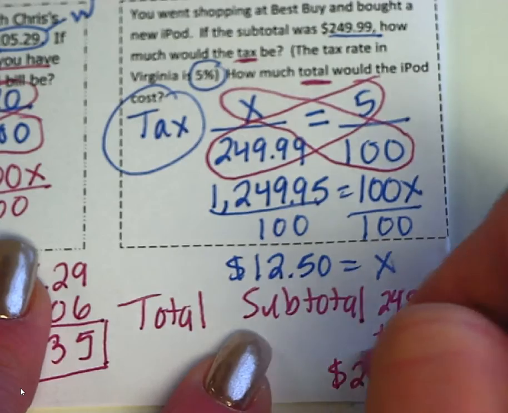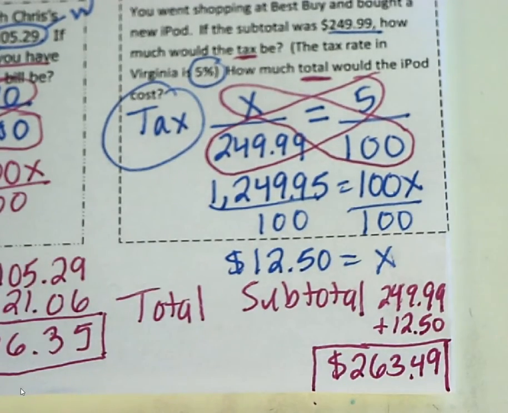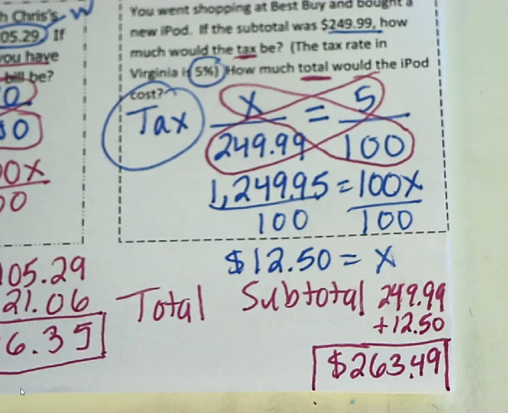So if I add those together, my total price when I walk out of the store is going to be $263.49. It's a lot of money.